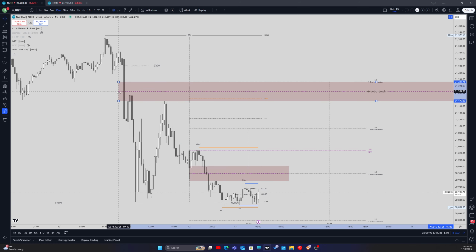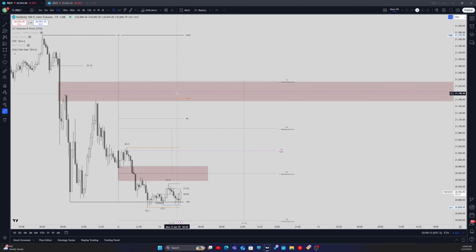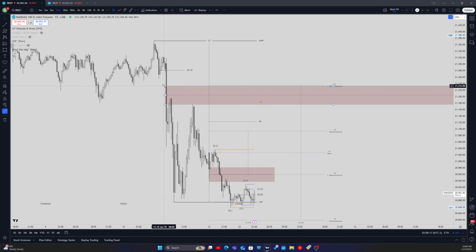The greater the confluence, the better, and the greater confluence is right here in this 4-hour fair value gap here.